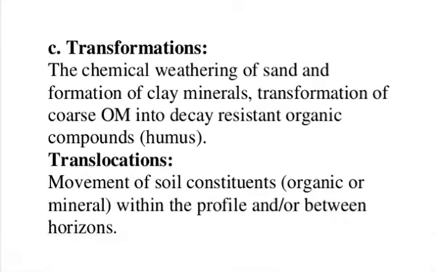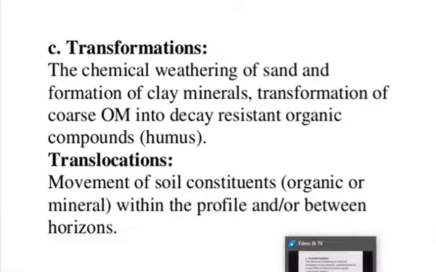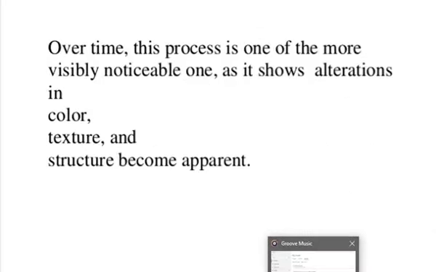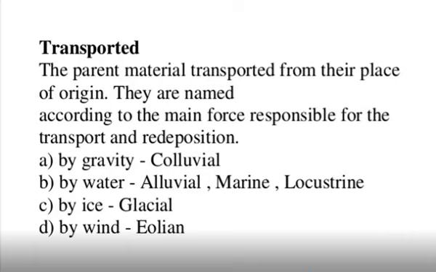This process is one of the more visibly noticeable ones, as alterations in color, texture and structure become apparent. Then transported material, as we discussed previously: colluvial by action of gravity, alluvial by action of water, glacial by action of ice, and then by wind, aeolian.